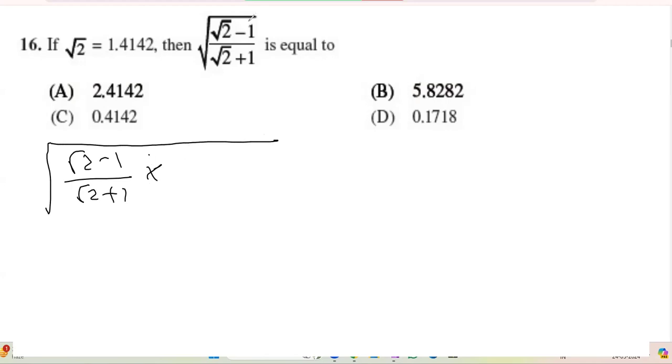I'm going to rationalize it. As I said earlier, our denominator is in the form of a plus b, so we should multiply and divide by a minus b. So it is root 2 minus 1.